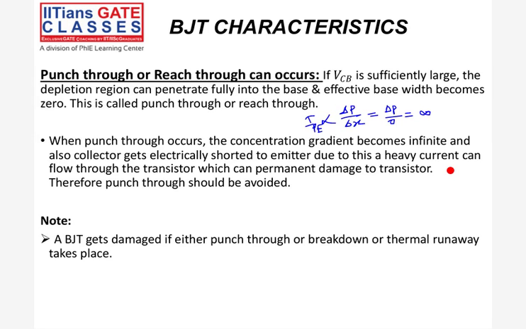Okay, so we have some points related to this. One point is that a BJT gets damaged if either punch through, breakdown, or thermal runaway takes place. Punch through, breakdown or thermal runaway, all are things in which our transistor will get damaged. So there is no theory that it will be safe. If it is safe, it is your luck, otherwise it is gone. So we should avoid this punch through here. It should not be reached.